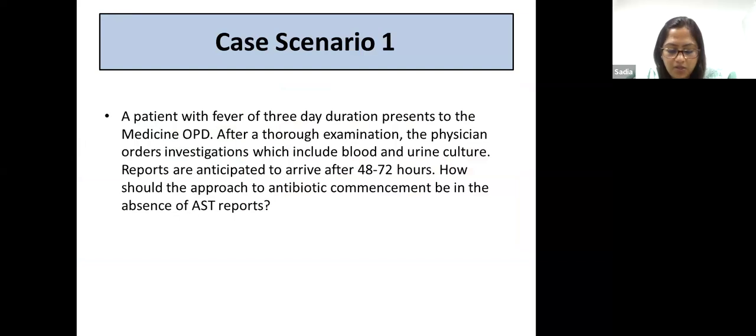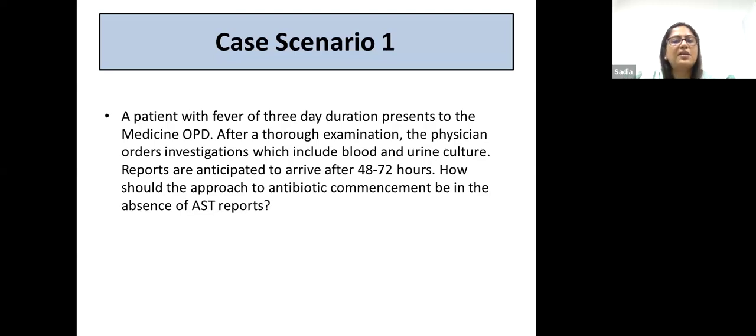Right. So let us go through some case scenarios. These case scenarios have been developed to make you understand certain concepts of antibiotic susceptibility report interpretation, which will help you in your day-to-day practice.